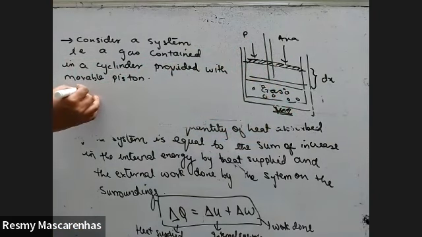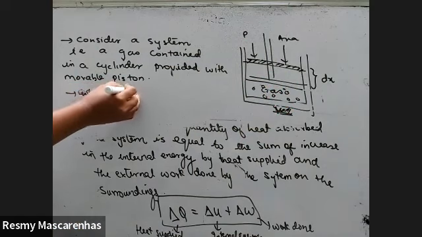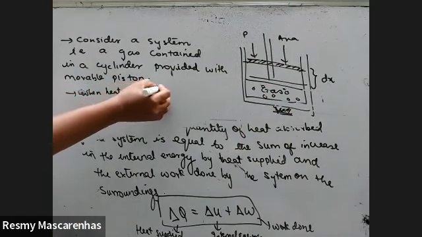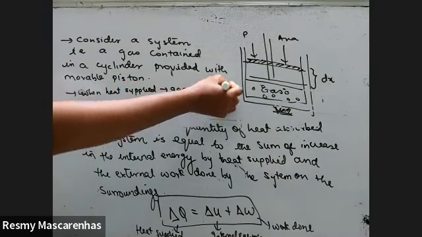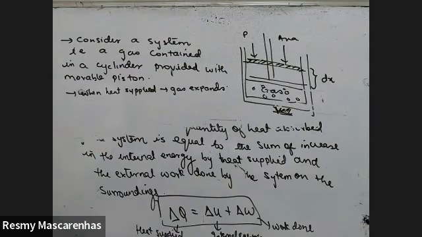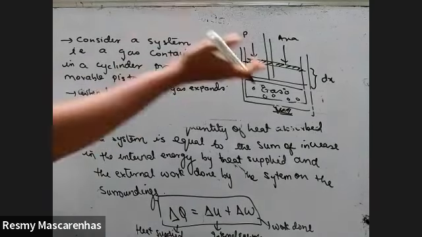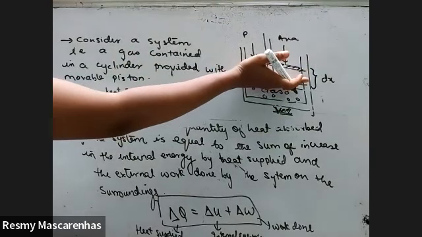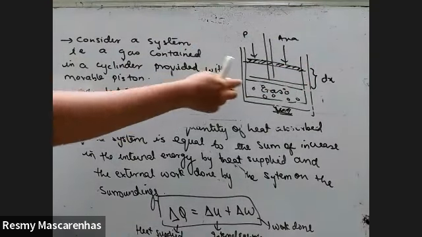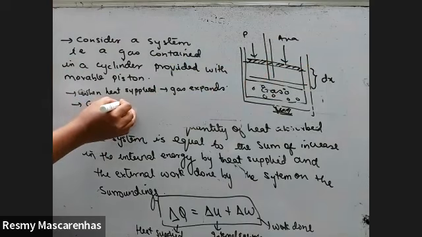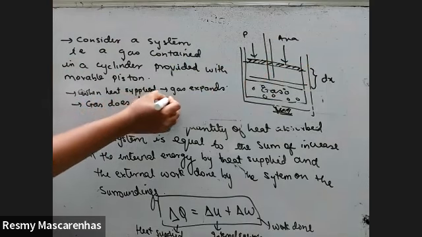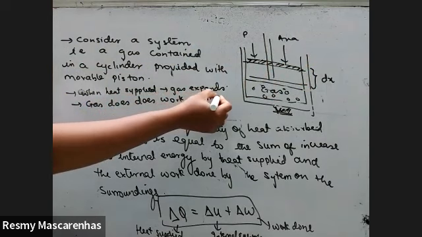In your own words, you can write: when heat is supplied, gas expands. So what is going to happen is this gas will rise, so it will move the piston upwards. The gas is doing this work. The gas does the work in moving the piston.